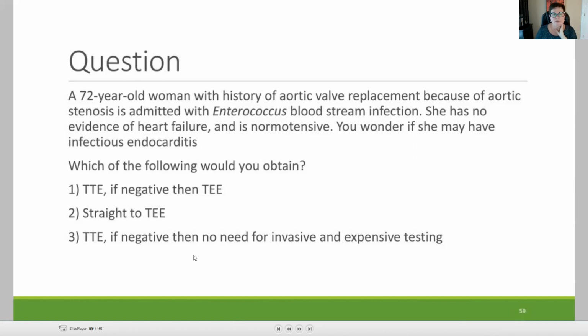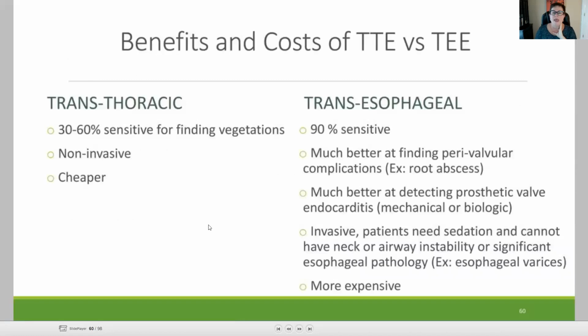So we think about transesophageal and transthoracic. And when we look at the risk and benefit, yes, transthoracic is non-invasive. It's much more economical. It's 30 to 60% sensitive for finding vegetation. But when you look at a transesophageal echo, it's 90% sensitive, and some of the studies that I've looked at have gone up to 95% sensitive. So it's much better at finding what we call a paravalvular complication, so an abscess in the root of the valve. It's much better at detecting prosthetic valve endocarditis. And so this lady had a previous prosthetic valve, so we would want a transesophageal echo on her.